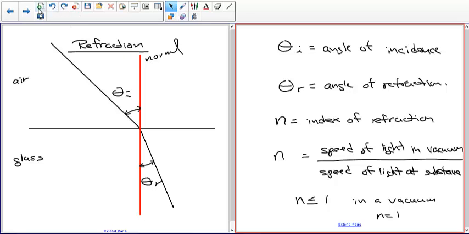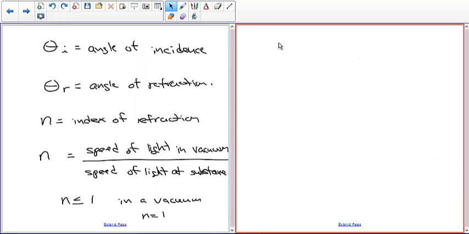Now, just to give you an idea of what the index is for normal glass, I'll look it up in the book here. I'm going to look under index of refraction. Page 1081.